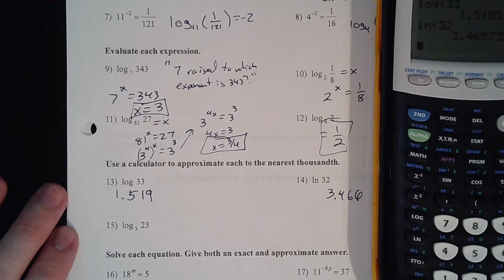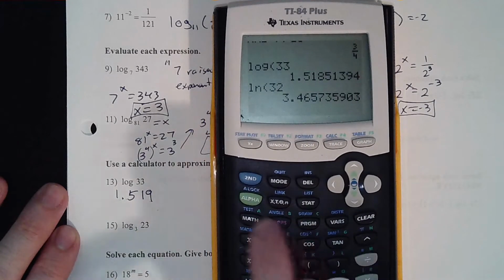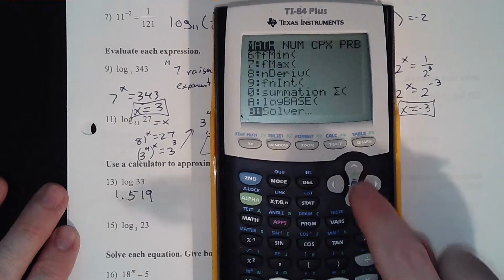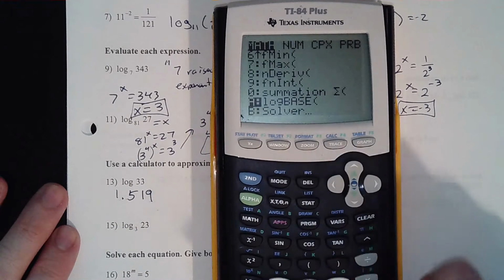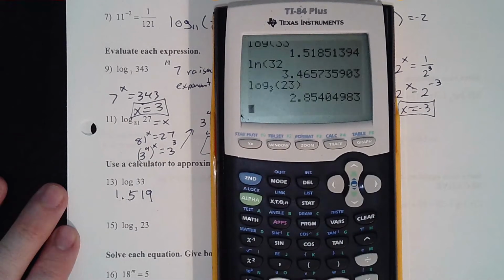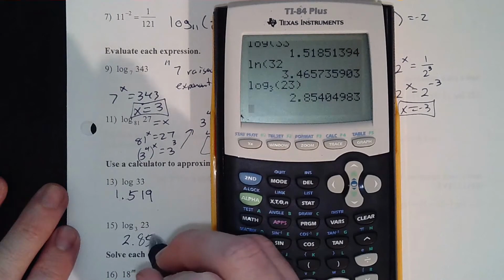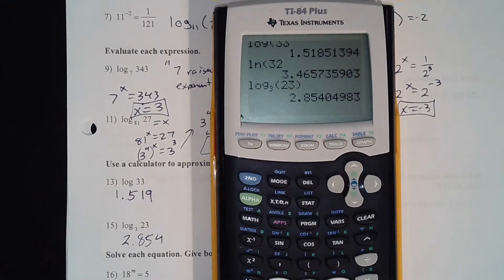And number 15, I just taught you how to type that into your calculator. So typing this into the calculator, you'll hit math, you'll scroll up, you'll hit log base 3 of 23, and you get 2.854.